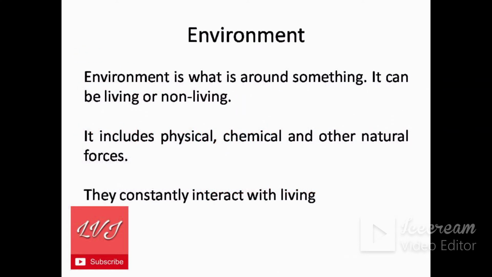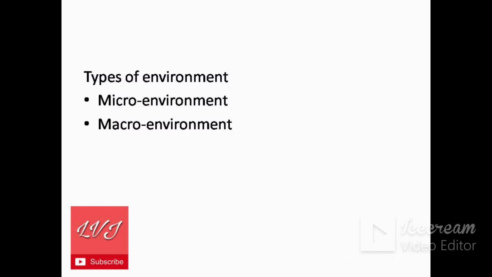Now let's see what is environment. Environment is what is around something. It can be living or non-living. It includes physical, chemical and other natural forces. Environment constantly interacts with living beings. There are mainly two types of environment: micro environment and macro environment. Now I will discuss micro and macro environment one by one.